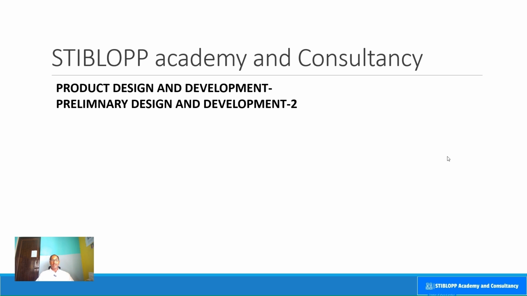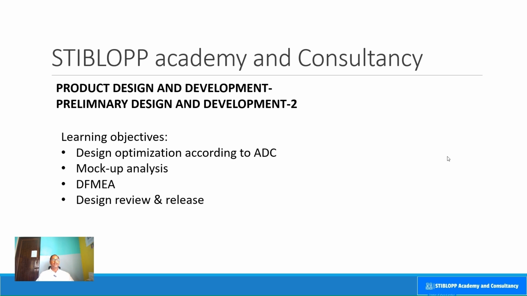Now, let's see what the learning objectives are here. First, let's get to know the design optimization that is done on our machine according to the advanced design criteria. The second thing is I will explain the mockup analysis. Next, the DFMEA. And finally, we will see the design review and the release process that is followed in the preliminary design and development process.